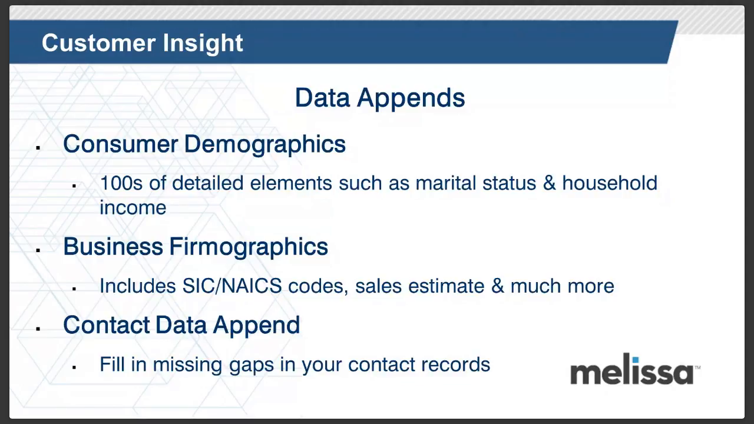And then we have also contact data appends. This is primarily for the North America region. So what we can do here is fill in missing gaps in your contact data. So for example, if you had a name or an address, we could add in the phone and email to that contact, thus completing the contact. So initially, if you just had the name and address, and then you had the email and phone appended, this gives you another avenue of contacting and reaching out to this customer.